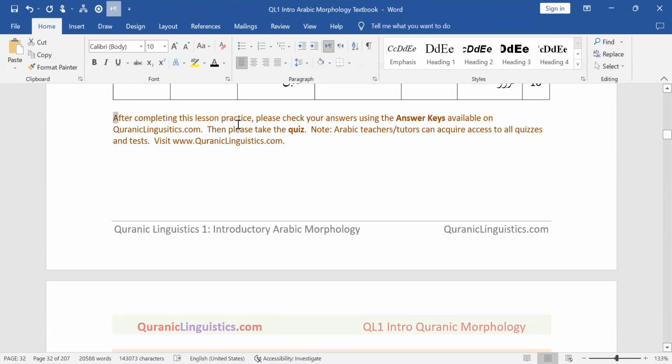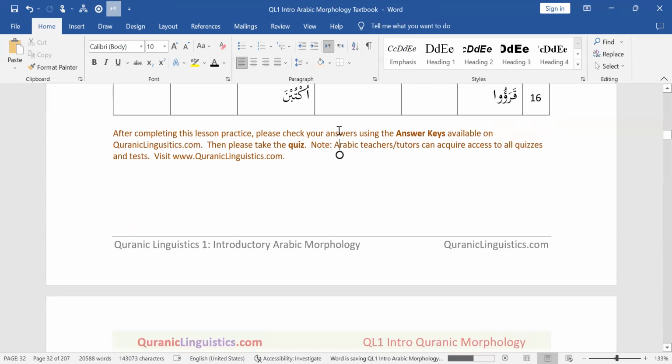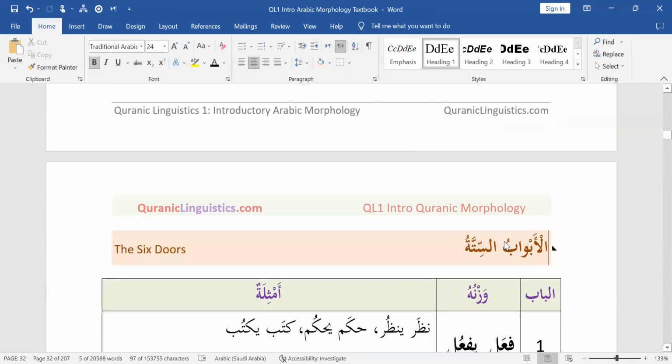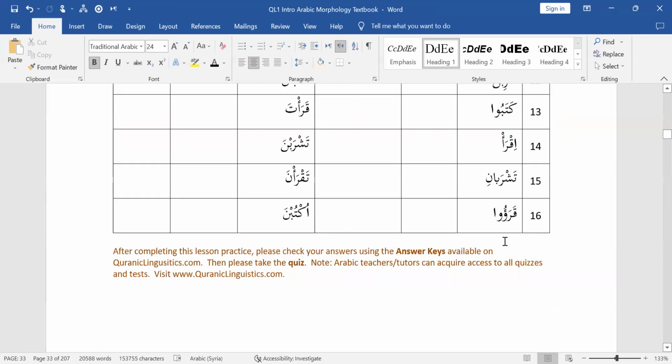After completing this lesson practice, please check your answers using the online answer key, and then take the quiz. There's a quiz for all three verb types. And inshallah, that will complete your basic understanding, basic skills for al-madi, al-mudari, al-amr when conjugated with connected pronouns. And of course, sometimes you don't see connected pronouns, that's when it's hidden. Then we will move on to a new set of lessons called al-abwab al-sitta, the six doors, which is a fascinating topic, inshallah. We'll talk about that.